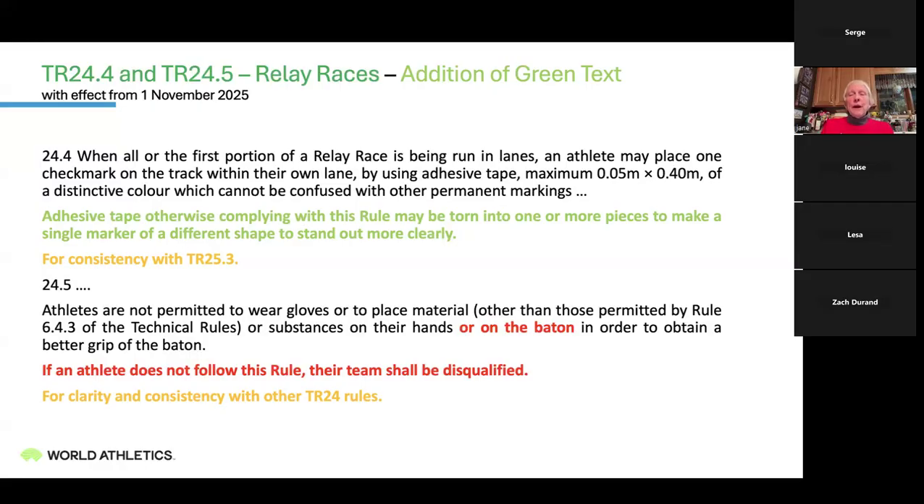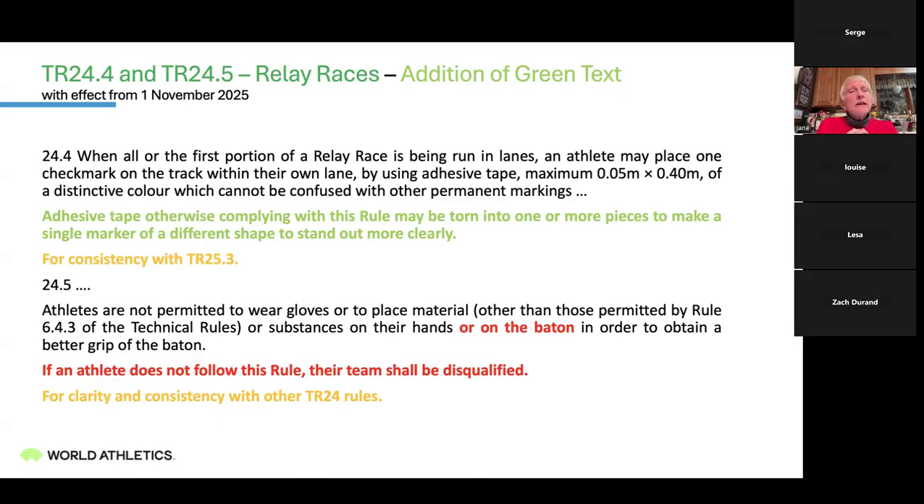So if the umpire hands an athlete a piece of 5 by 40 tape, and they rip it up and make a square on the track, or a triangle, or a star, that's fine, as long as it's one mark. They can't rip it 5 times and have 5 markers down the track. That's not the intent of the rule. But with all the lines on the track, sometimes athletes have trouble designating where their mark is and what it is.